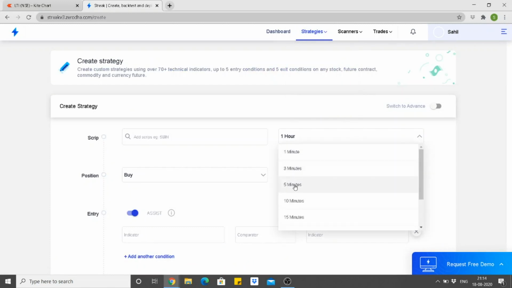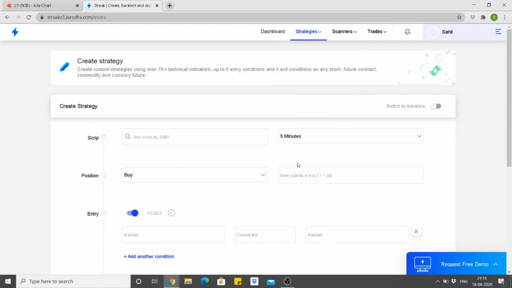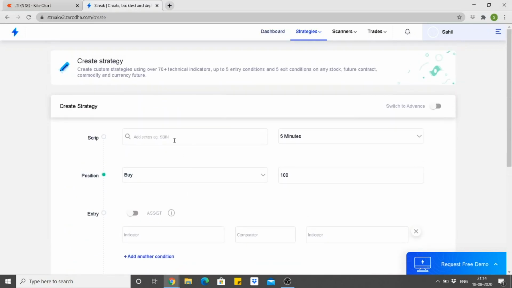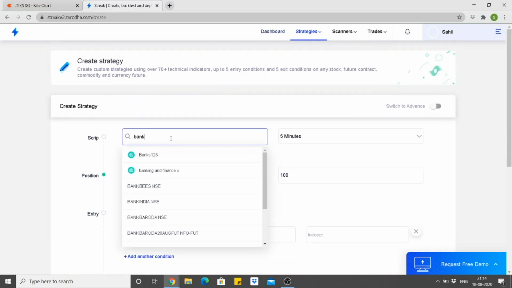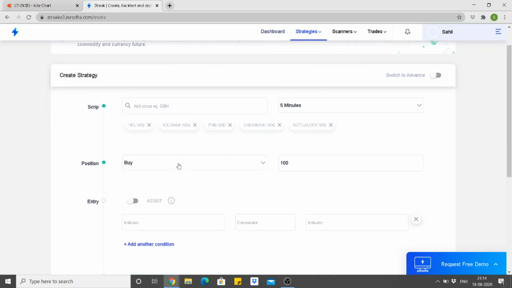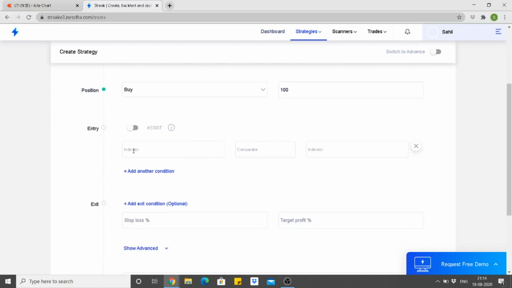This is an intraday strategy, so we will be making use of the 5-minute time frame. Let's keep the quantity as 100 only. Okay, great. Earlier we ran the backtest on banking stocks. I would now like to run the backtest on a banking and finance combination basket that I have available. I will be using the RSI, the MACD, and the 200 period moving average to create this particular strategy.